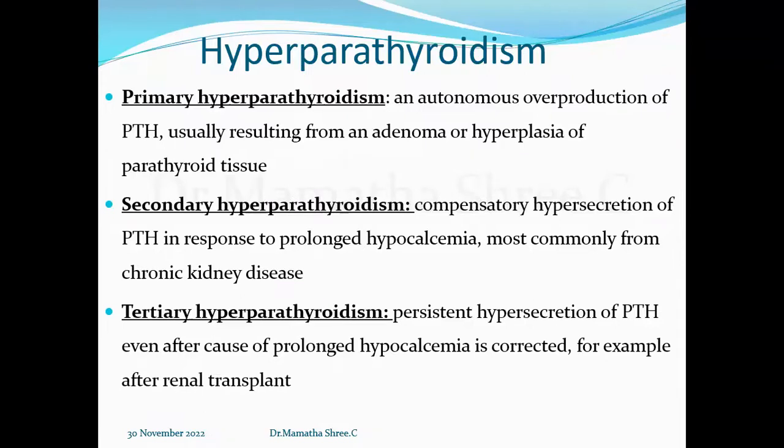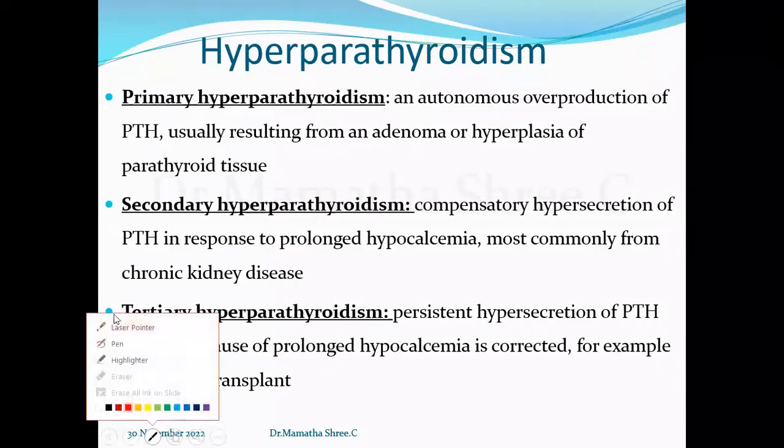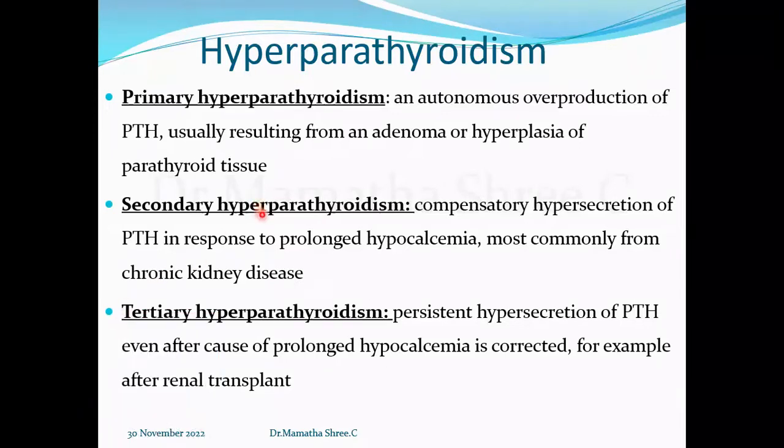From the name, you know, hyperparathyroidism is excessive activity of the parathyroid gland. The division goes like primary, secondary, and tertiary. So when do we call it primary hyperparathyroidism? It is when there is autonomous overproduction of parathyroid hormone. When will that happen? Whenever the parathyroid gland is more in amount, meaning there is hyperplasia of parathyroid tissue or there is an adenoma, right?